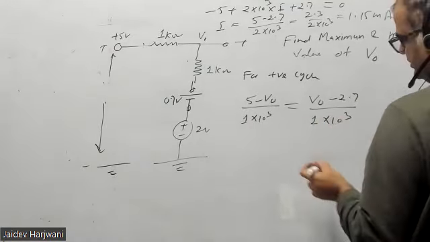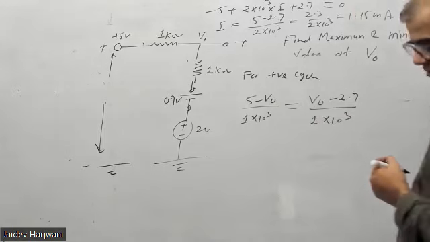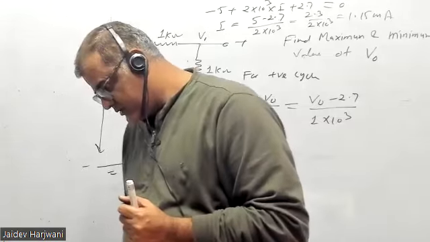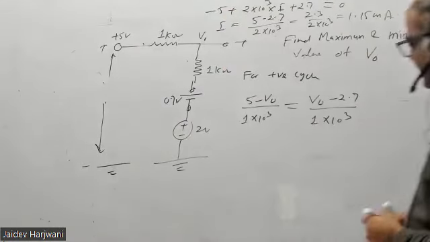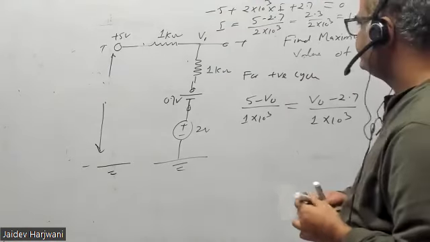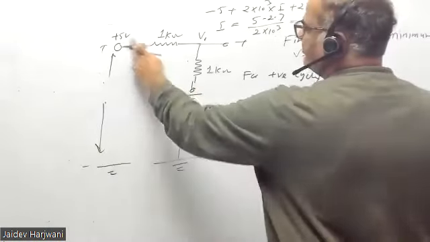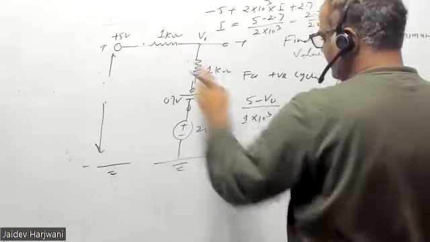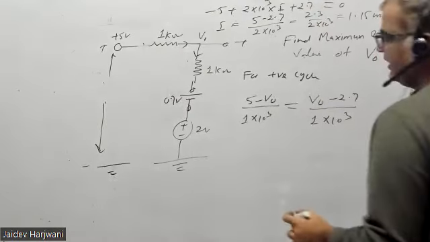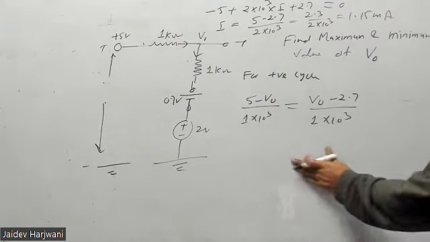You are correct, no? Now find the value of V naught. Tell me whether I'm doing it right or wrong. It's correct only. If you solve this one, how much will come? Sir, I did not understand what we did. This is 5 minus V naught divided by 1 kilo ohm, this is the current. Okay, we equated the current. This current is V naught minus 2.7, and the same current is coming here.